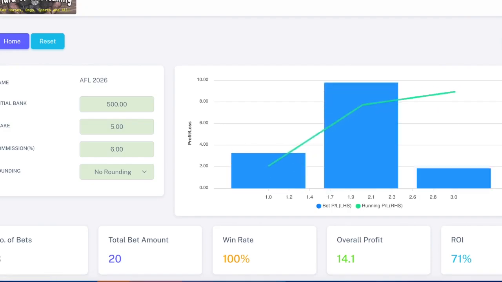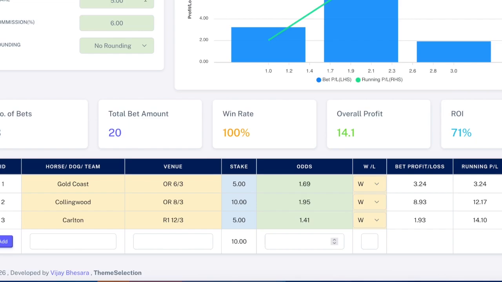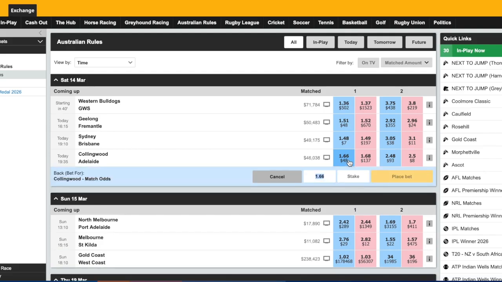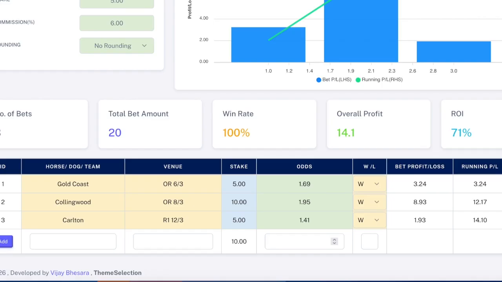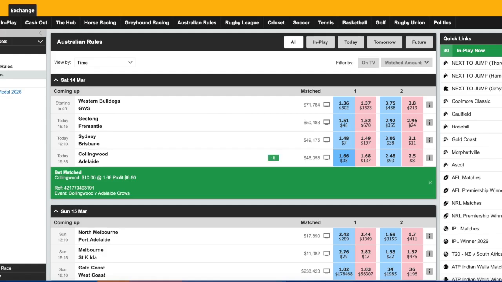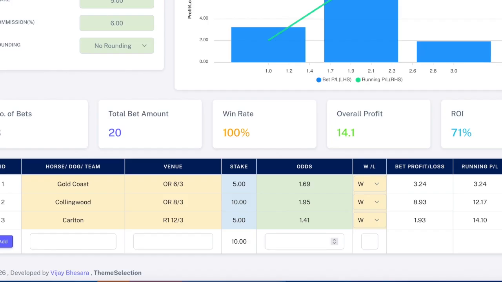So if we go to the AFL, and we're starting off here, we're looking at a $10 bet for this one. In this group, we're looking for the highest priced favourite. So $1.36, $1.51, $1.48, $1.66. So Collingwood here at $1.66 would in fact be the favourite. So we put the $10 on that one there, and then we'll put it into the hard and soft staking cloud system here.